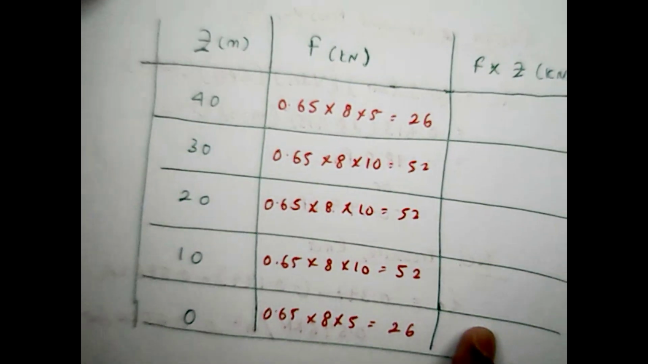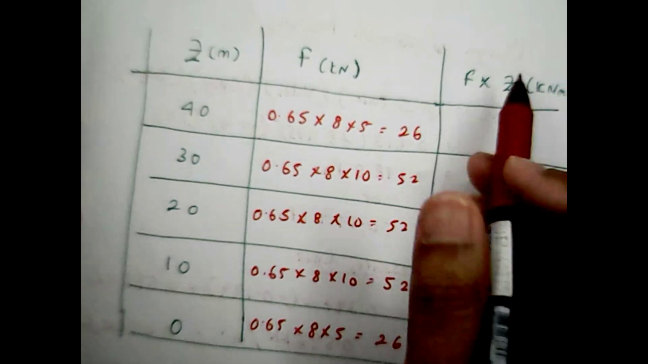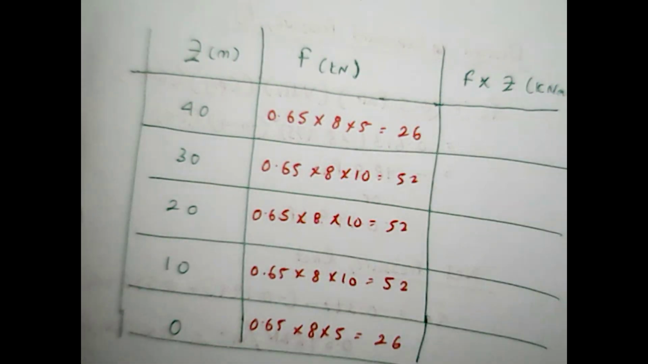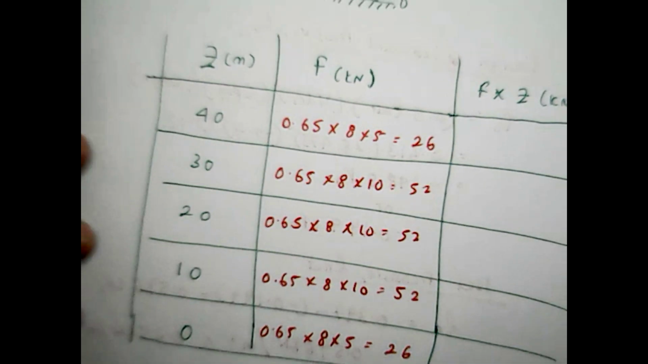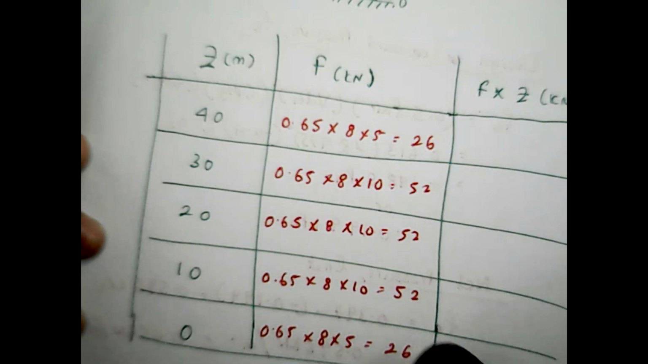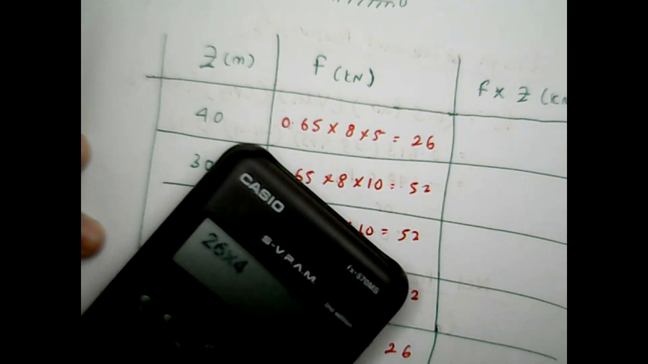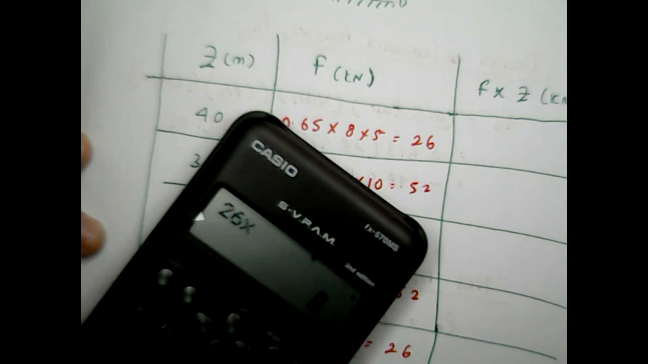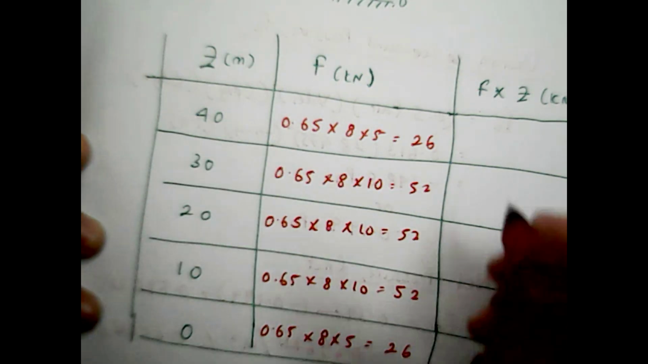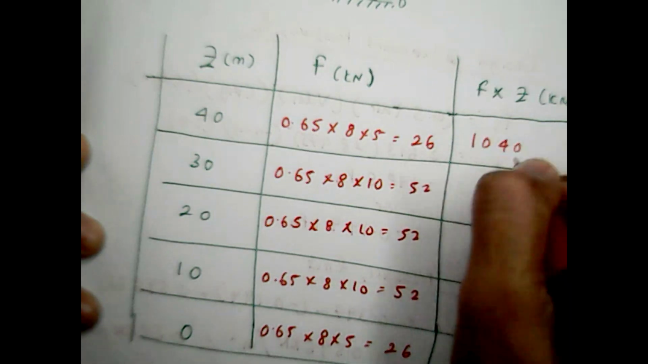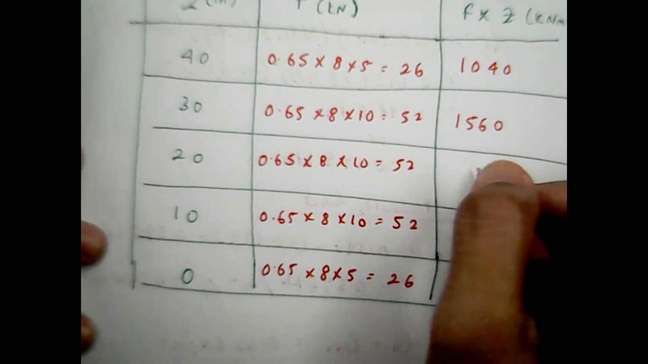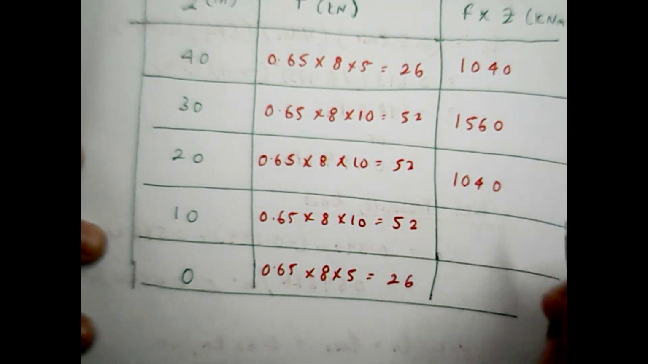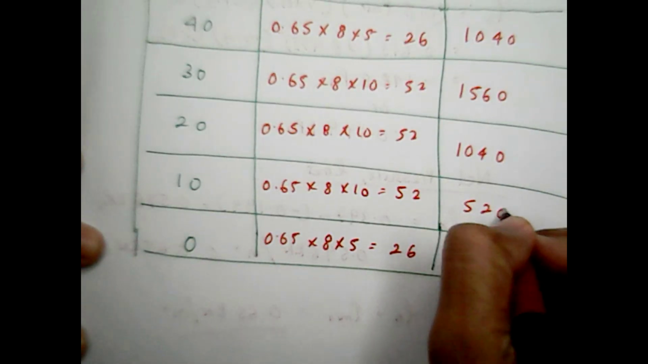So you calculate this, F times Z, so 26 kilonewtons times 40 is 1040, and here will be 1560, here will be 1040, 520, and 0.